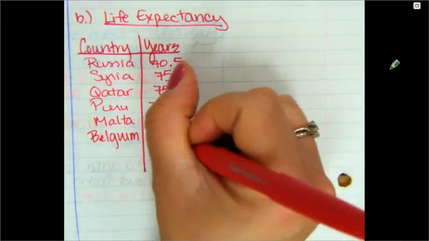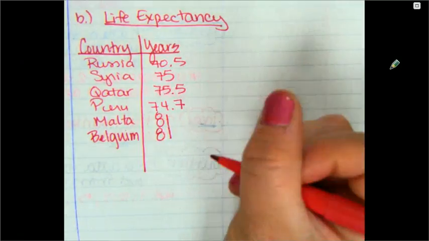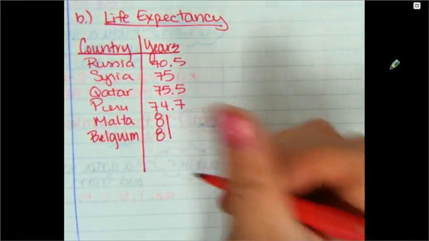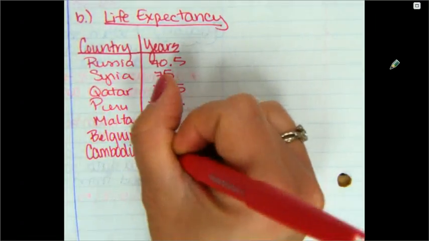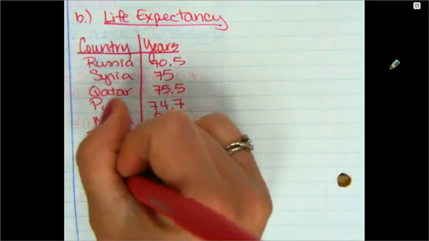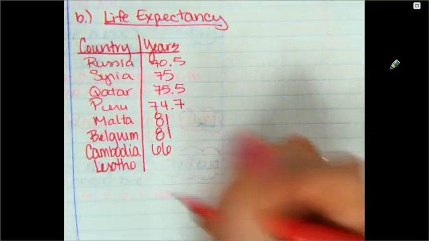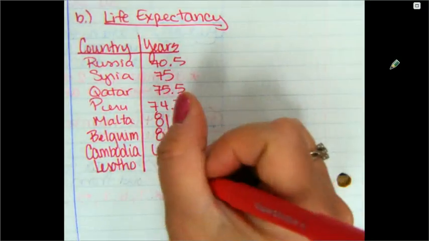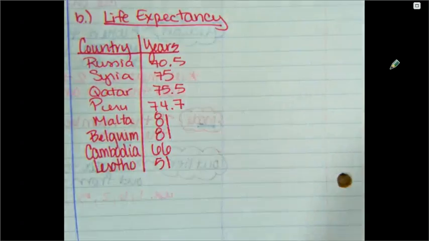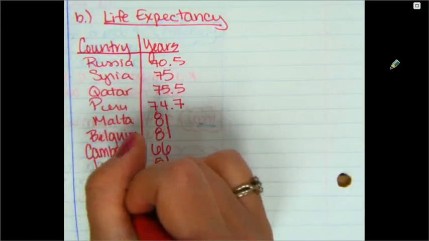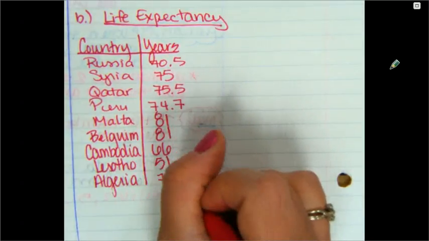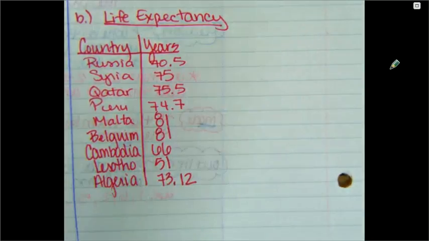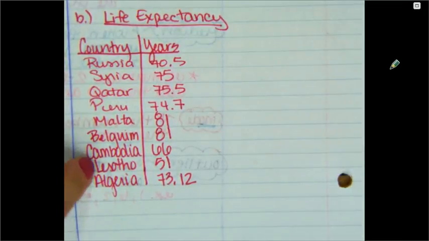Belgium. Cambodia, 66. Alright, there we go. So, all I know is that I probably shouldn't live here because I won't live very long.